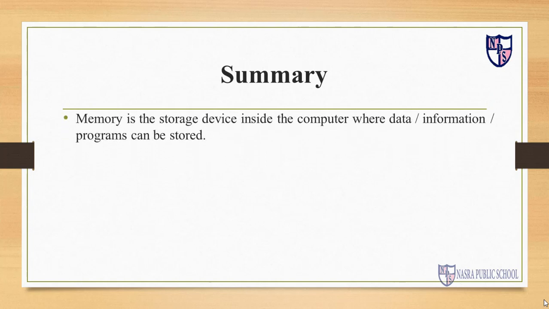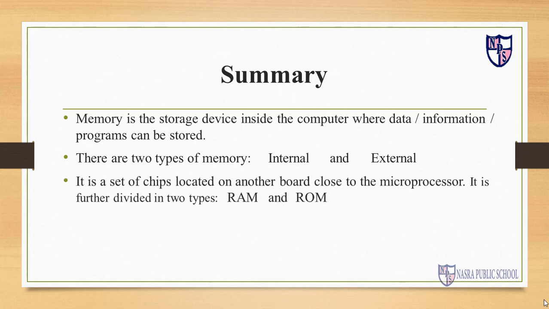Now let's conclude our today's lesson. In today's lesson we have learned about memory. Memory is the storage device inside the computer where data, information, and programs can be stored. There are basically two types of memory. One is internal and the other is external. Internal memory is a set of chips located on a board close to the microprocessor. It is further divided into two types. One is RAM and the other one is ROM.